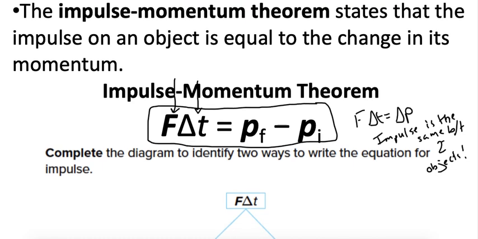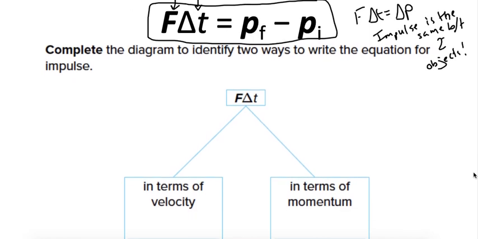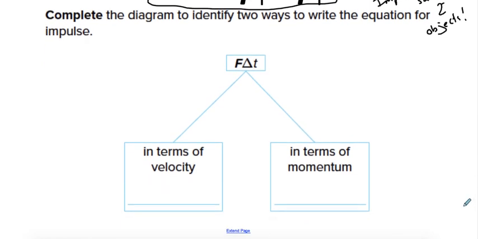Okay, so let's think about this. Below here we have a diagram, so let's see if we can figure this out. For this diagram we're just going to solve in terms of velocity and solve in terms of momentum. In terms of velocity, this is a little bit different because we have a mass times a final velocity minus a mass times an initial velocity. That's how we get those momentums, right? So we can relate those two.